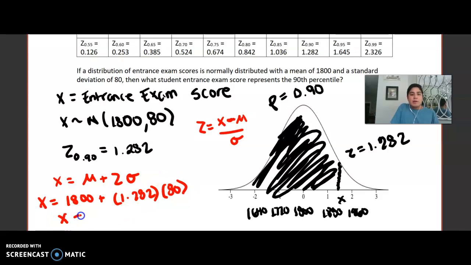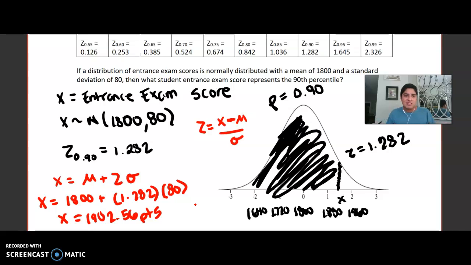So guess what? An observation of 1,902.56 points corresponds to a z-score of 1.282, and this is at the 90th percentile. So you can now see the three components there: an observation, its z-score, and the percentile of data that occurs at or below this value.